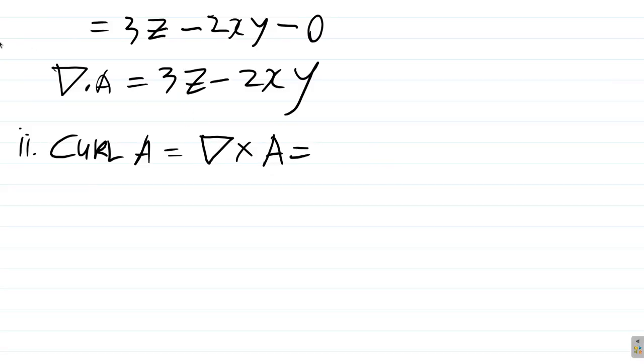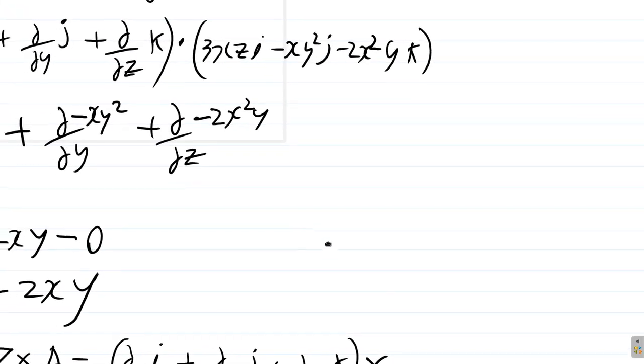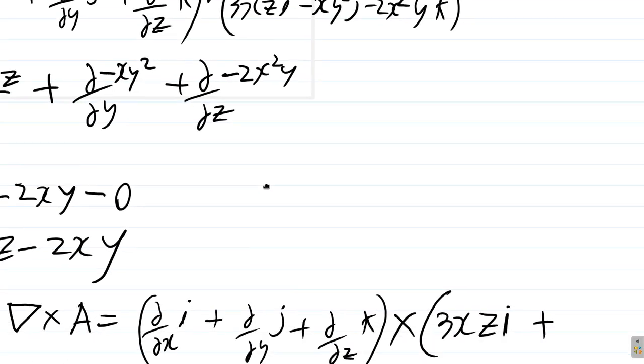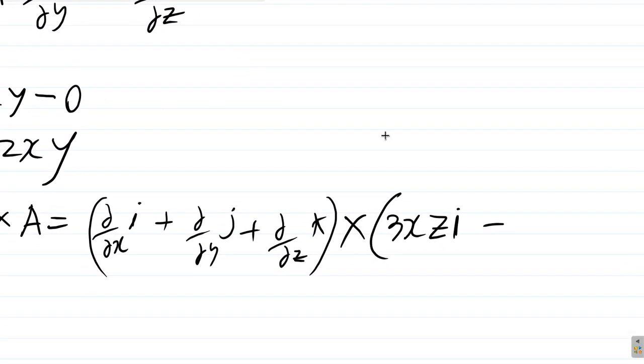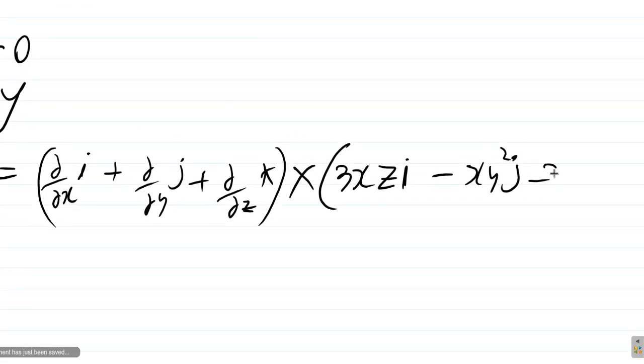Now how do you deal with this? You're going to have del by del x in the i direction plus del by del y in the j direction plus del by del z in the k direction, cross A. What is A again? A is 3xz i minus xy squared j minus 2x squared y k. Alright?